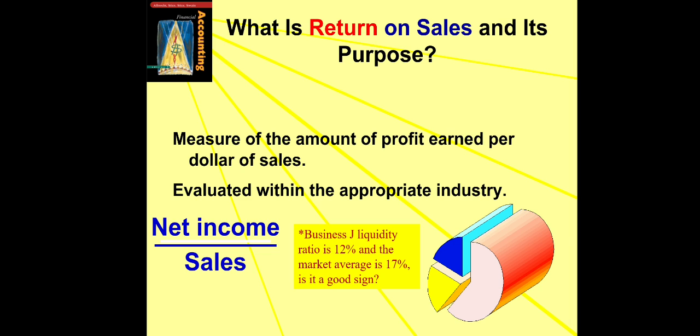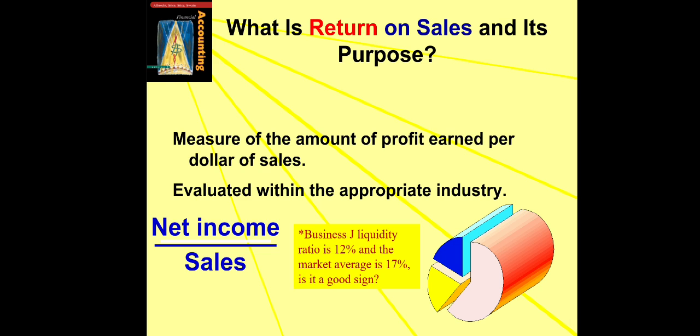So let's see. In the small yellow box here, suppose business J return on sales ratio is 12%. And the market average of return on sales is 17%. So is this a good sign?